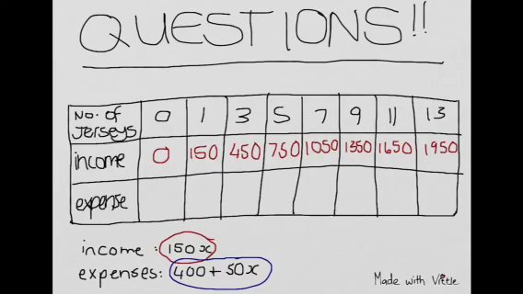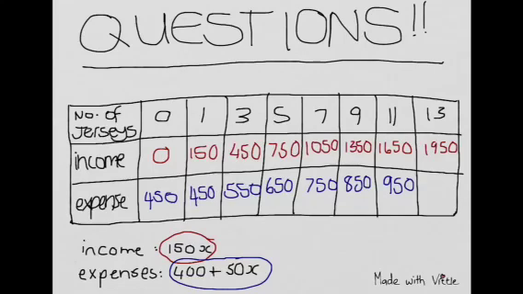Looking at the expenses row on the table, we can see that 400 plus 50 times 0 would still equal 450 because it is an expense. 400 plus 50 times 1 would also equal 450. 400 plus 50 times 3 equals 550. Now I think we're starting to get the hang of this. Now check your answers. Are they the same as mine? 100%. Well done.